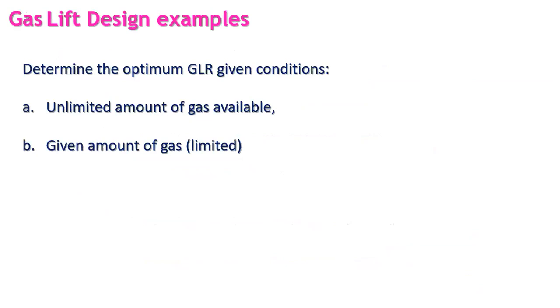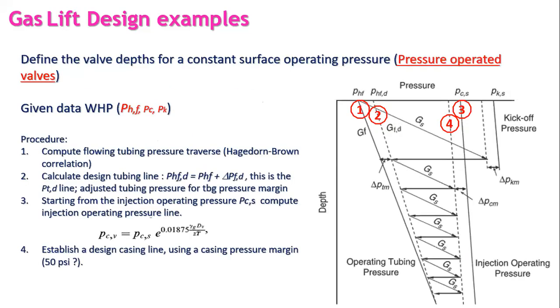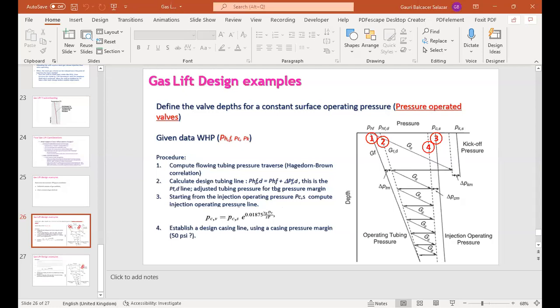We have right here now a brief design example to determine the optimum gas lift ratio given two particular conditions. In a situation where we have an unlimited amount of gas, which is something really ideal, or a limited amount of gas. So in this case, I'm going to show here.